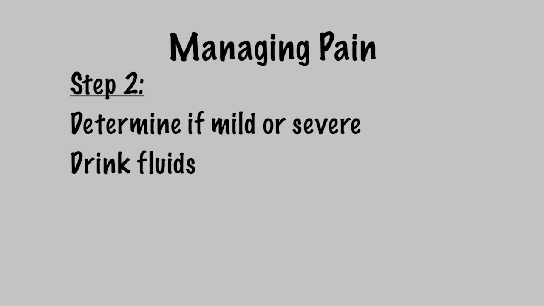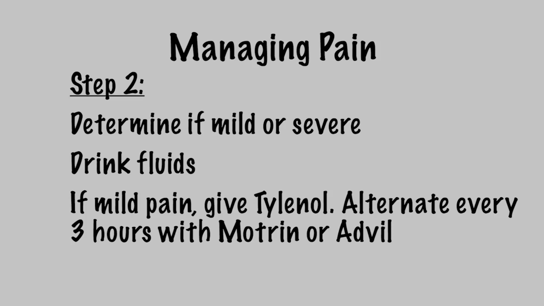Make sure your child is drinking plenty of fluids by mouth during a pain crisis. If the pain is mild, you may give your child a dose of Tylenol. 3 hours later, you can give a dose of Motrin or Advil. Check the package for the correct dose. You can continue to alternate these medications every 3 hours until the mild pain improves.